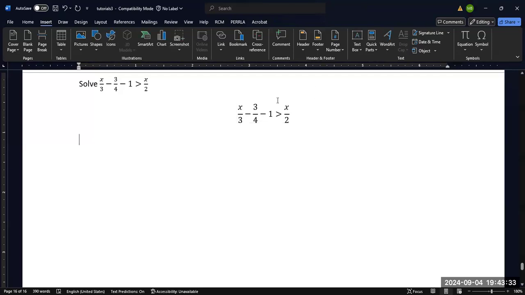Now, the first thing that we can do is combine these constants. We have -3/4 and -1. And so if I add these together, -1 is -4/4, so -3/4 minus 4/4 is going to end up being -7/4 when we're all said and done.